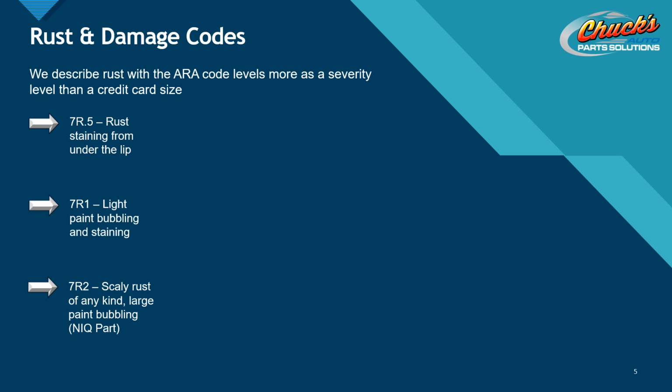If you look at your quality part identifier, 7's across the bottom of the door, usually the lower lip, right? So there may be some rust down there. The 0.5 designates some staining from under the lip. 7R1, there'll be some light paint bubbling and some staining. 7R2, you're probably not going to ever worry about it. You're looking at some scaly stuff that's not going to really be anything that you're interested in.